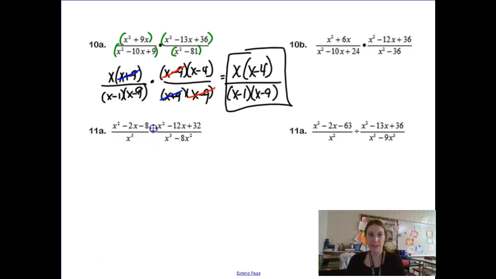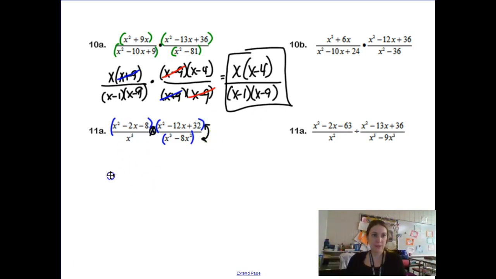Alright, 11, we are dividing, so we'll pay attention to that because we need to switch this around so we can create a multiplication problem, which means I'm going to multitask. I'm going to factor and flip all at the same time. So this has to be factored, this has to be factored, this has to be factored, and this guy has to be flipped around. Alright, here we go.